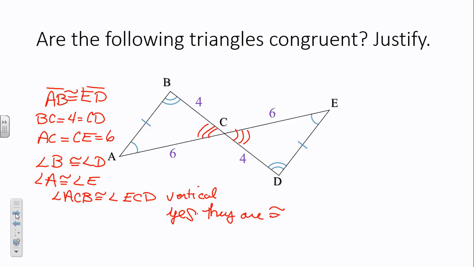Your assignment's on your yellow or your blue sheet. So if you want to jot these down, that's great. But we got all the sides, all the angles congruent. That means the triangles are congruent. So assignments on your blue sheet. Coming up here too.